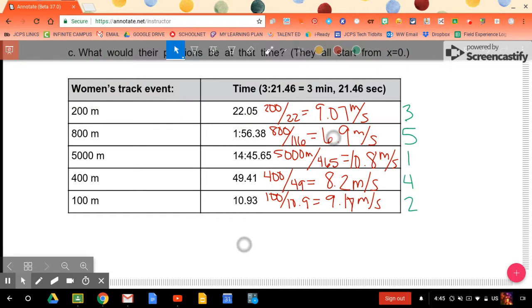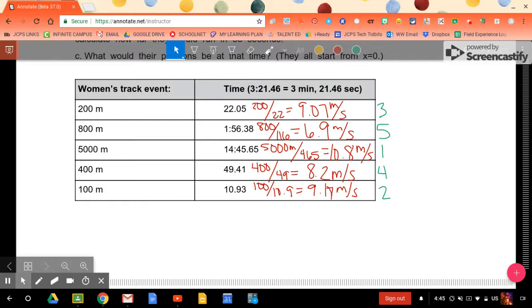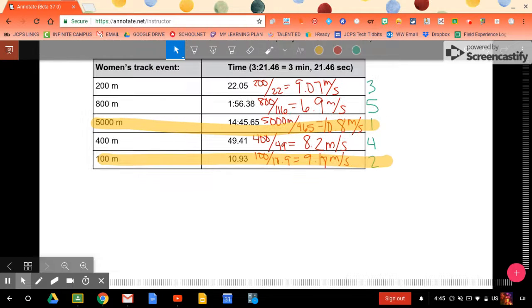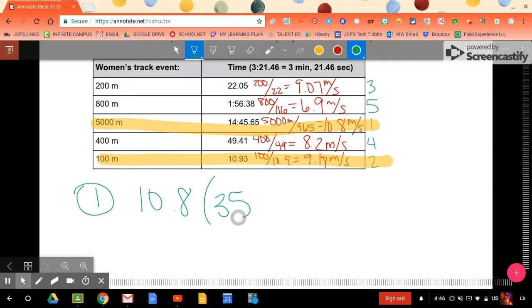So going back, I said find the two fastest players. So your two fastest players are your 5,000 meter and your 100 meter. So you look at their actual speeds. So for your first one, they're going 10.8 meters per second. So you're going to take that times 35 seconds, and you're going to get 378 meters. You're basically doing the GUESS method.